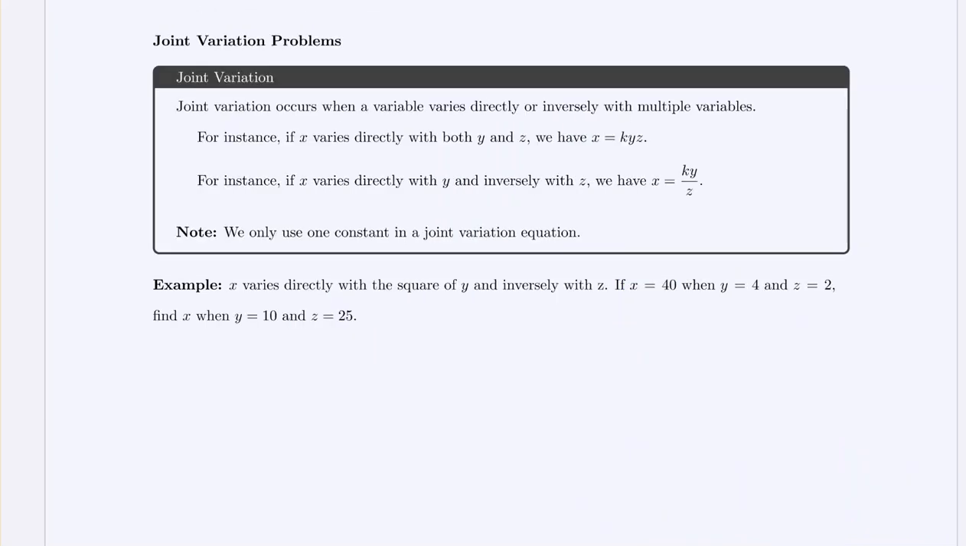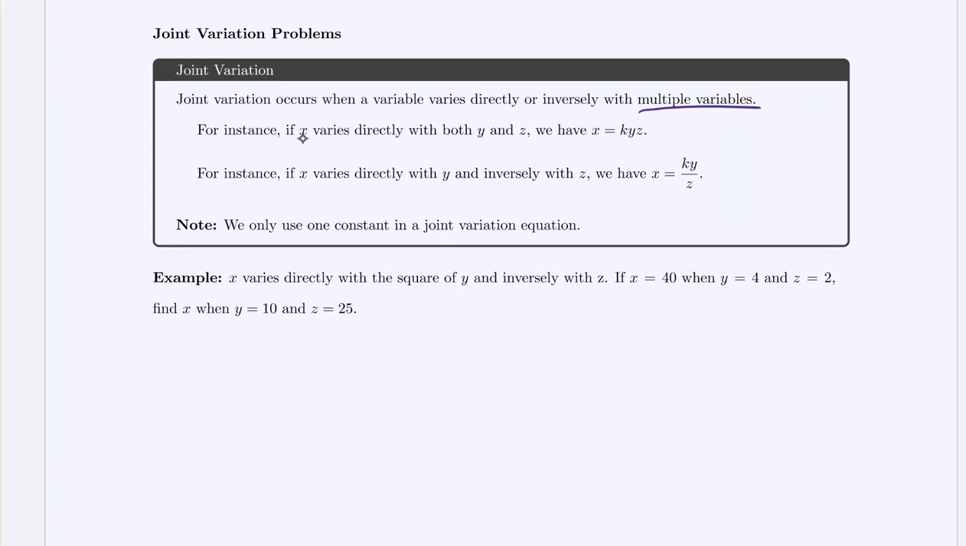Now, joint variation problems build upon our last two concepts. The main difference with joint variation problems is that in the same equation, you have both direct and inverse variation. So it's kind of combining the ideas of our previous examples into a single problem. So for joint variation, it occurs when one variable varies directly or inversely with multiple variables.